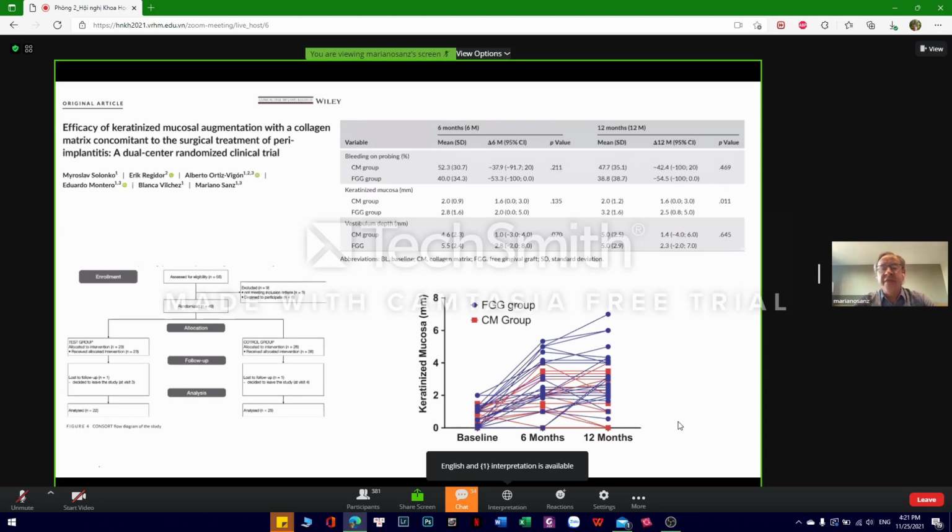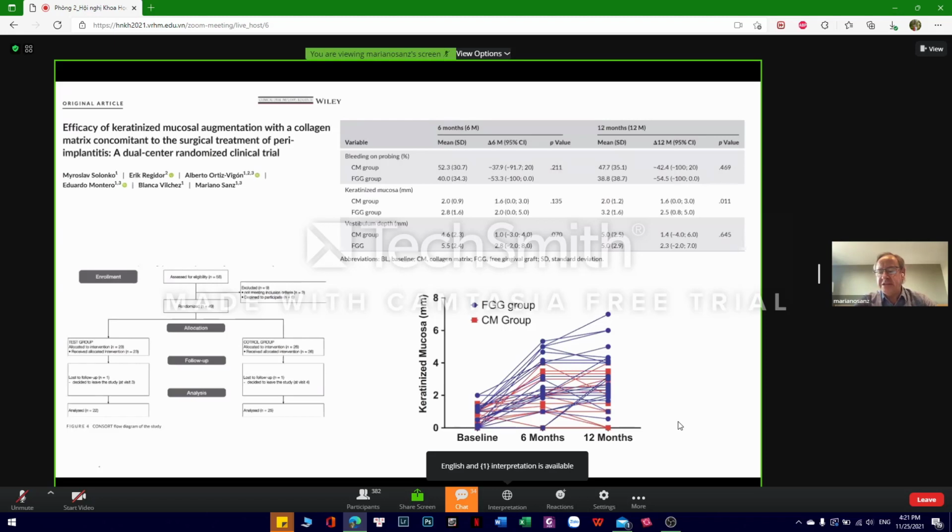clearly higher in the free gingival group, but we attain as a mean 1.6 millimeters, with some cases do not attain anything, other cases attaining up to 3 millimeters, and also attain a good amount of vestibular depth that was always inferior to the free gingival graft. So in essence, the free gingival graft always provides more amounts of keratinized tissue.